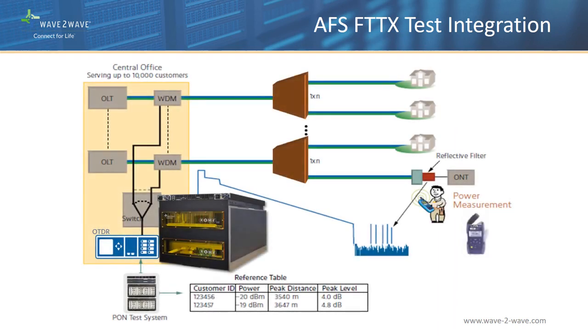Opex savings can also result from testing multiple PONs with the same OTDR using an automated optical switch to select the PON to be tested at the CO. This approach enables a single OTDR to handle testing for an entire CO. The slide shows how to use this centralized approach.